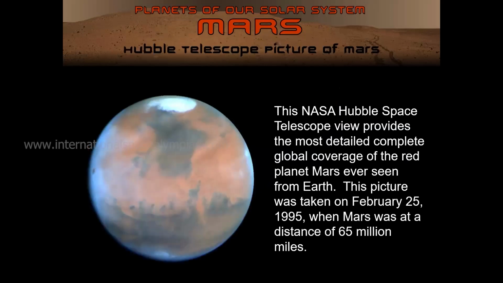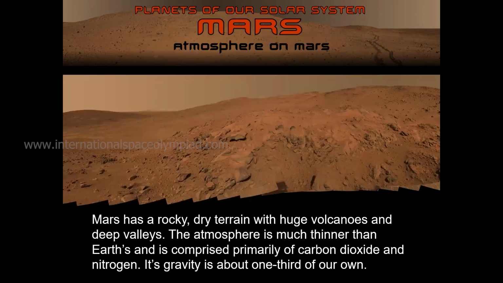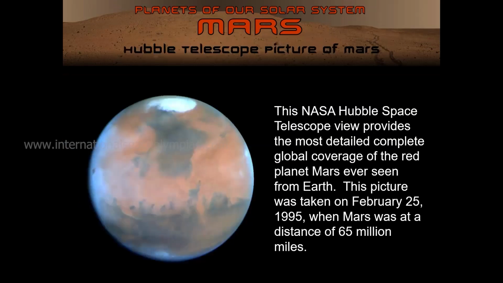See, this is the NASA Hubble telescope picture of Mars. It is a view that provides the most detailed and complete global coverage of the red planet ever seen from Earth. This picture was taken on February 25th, 1995, when Mars was at a distance of 65 million miles. Is that blue hue clouds? Yes, it is. It has a very thin atmosphere, and it's a polar region.